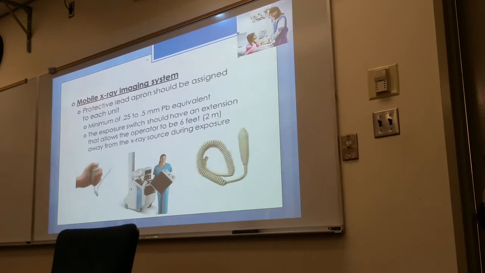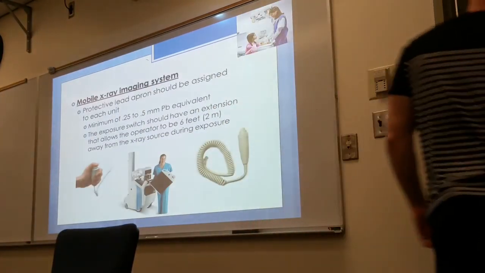Mobile X-ray imaging system. A protective apron should be assigned to each unit, because you are shooting X-rays without some sort of protective barrier between you and the patient. So you should be provided with some kind of lead protection.